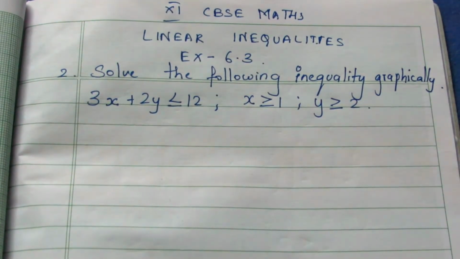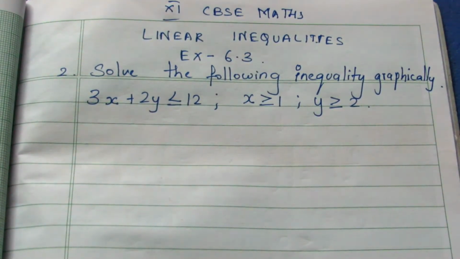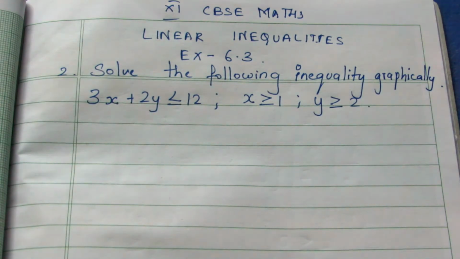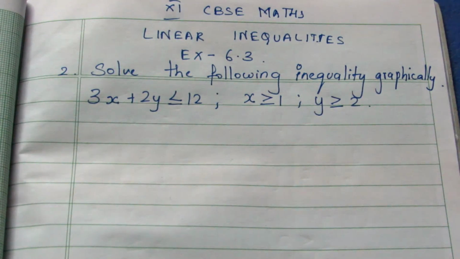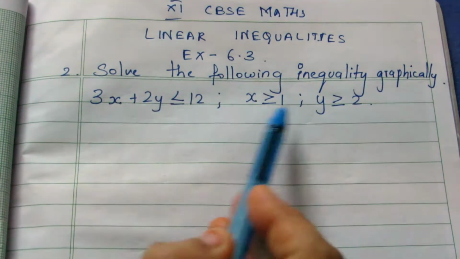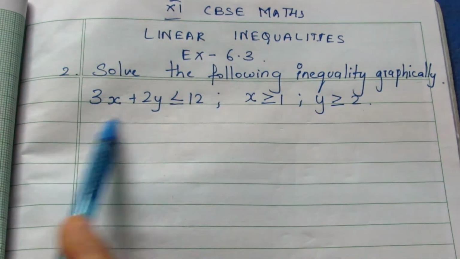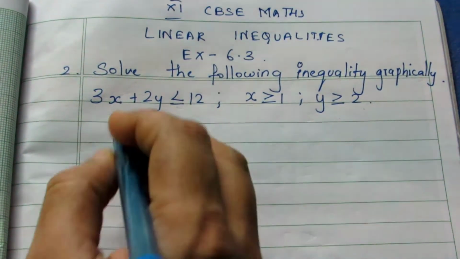Today we are going to see 11 CBSE Maths Linear Inequalities Exercise 6.3 second sum. Let's see the question. Solve the following inequalities graphically. So we are going to solve it graphically. Now they are given 3x plus 2y is less than or equal to 12, and another inequality is x is greater than or equal to 1, y is greater than or equal to 2. So we are going to solve the three equations for this.